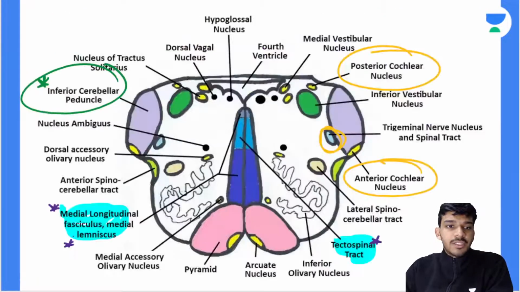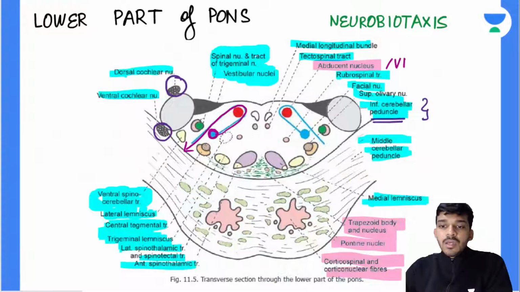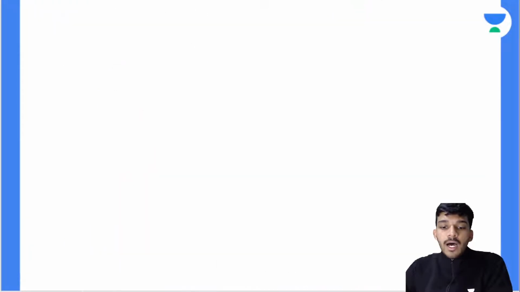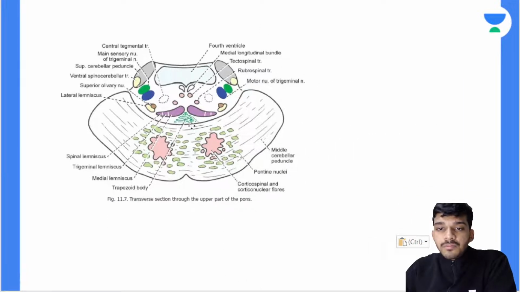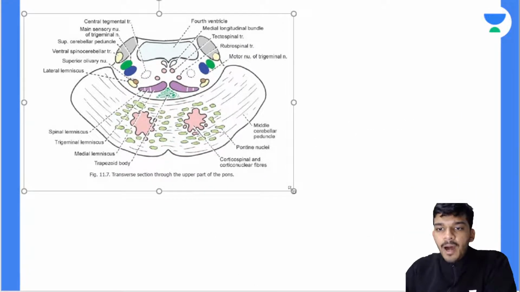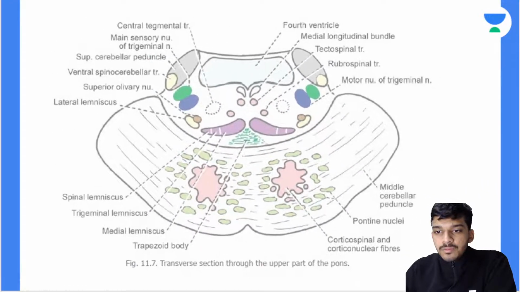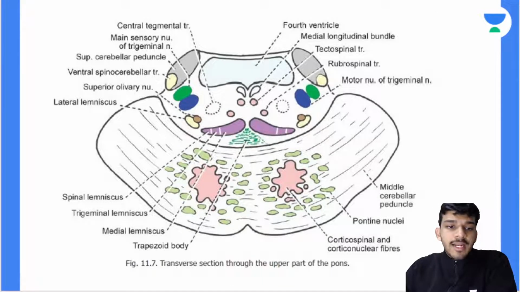So remember this section that we had drawn. This was the lower part of the pons. Now let's look at the section of the upper part of the pons. Okay? So this is the section that I'm talking about.